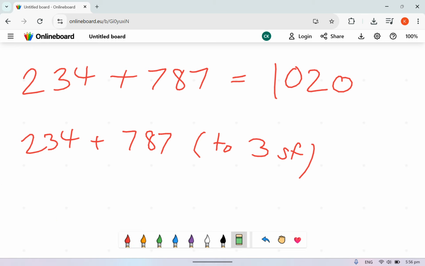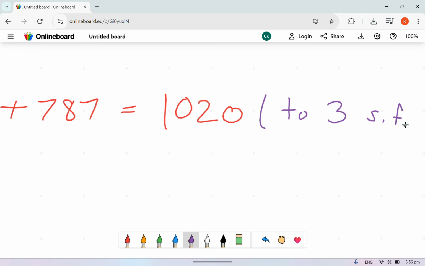So do you just put 1020 there? No, because this is mathematically incorrect. You still cannot do that. Instead, you make it clear and write this extra thing: to 3 significant figures, which is 3 SF. Everyone understands what SF means, so it's universally accepted. So 1020 to 3 SF. This is mathematically correct. If you take this away, it won't make sense, but if you have this, it will make sense. Yes, to 3 significant figures, it is 1020.